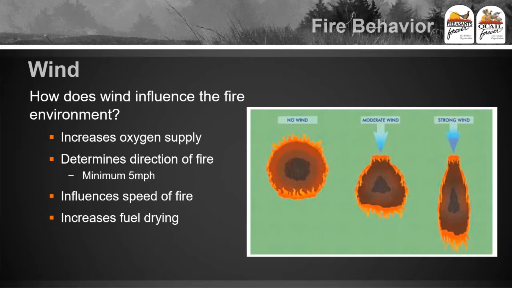Wind also increases the amount of oxygen supply that gets into our fire. If you have ever started a fire in your fireplace or a campfire and you're having trouble getting the paper to light, what do you do? You blow on it. When you're blowing on it, you're increasing the oxygen supply into that fire, so the fire behavior is going to intensify. It also influences the speed of the fire. Think about a moderate amount of wind versus a strong wind. It's going to move a lot faster.